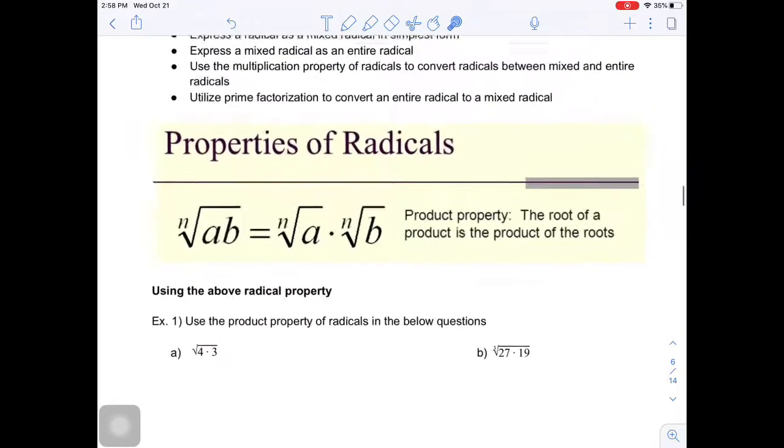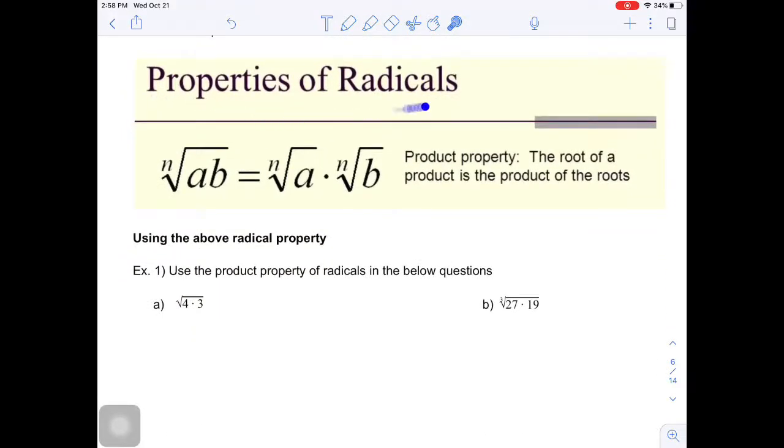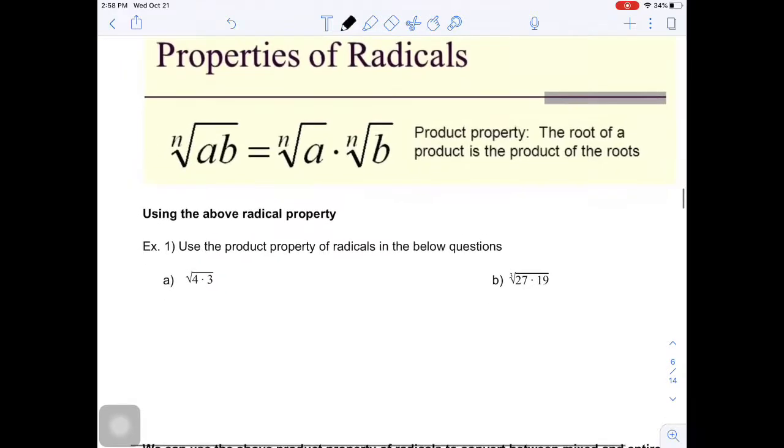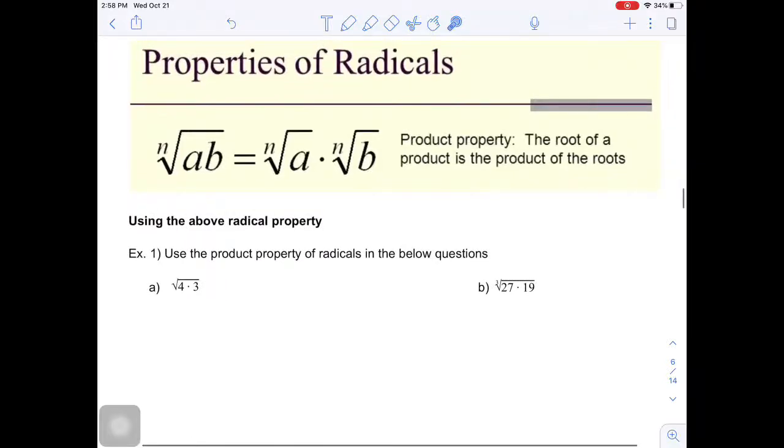So here, let's look at a very important property of radicals. Pretty much if you have two numbers multiplying each other inside of a radical, and remember our index is just n for now, you can actually take these out, and as long as we keep the index the same, we can multiply them as two separate radicals. This is an extremely useful property when dealing with radicals. So let's use this above property in our radicals below. Use the product property of radicals in the below questions.